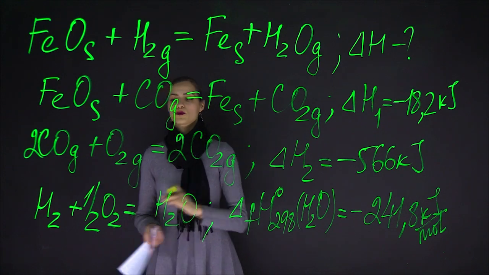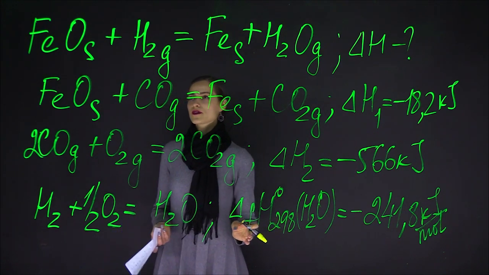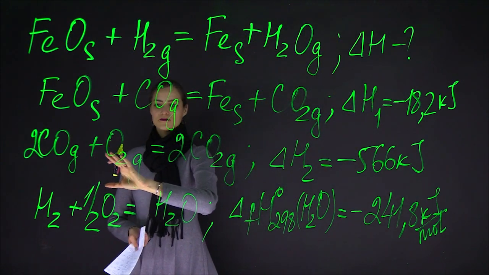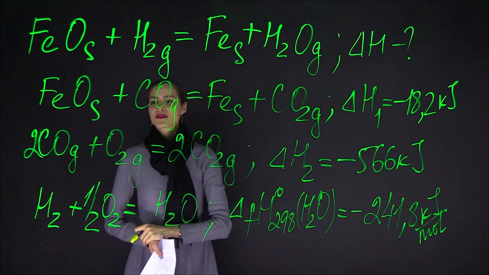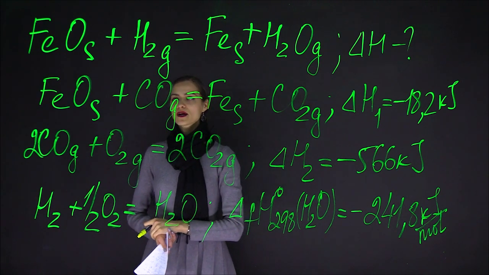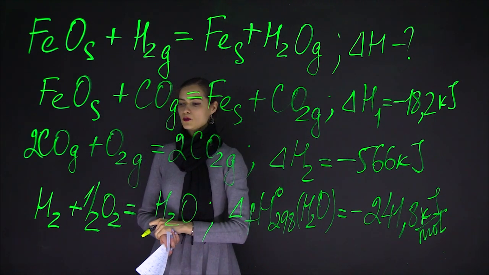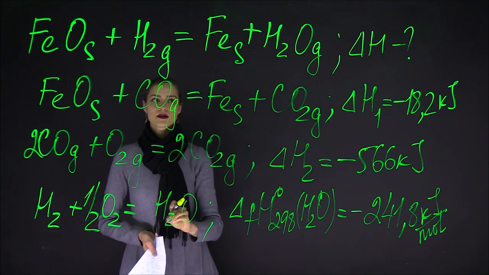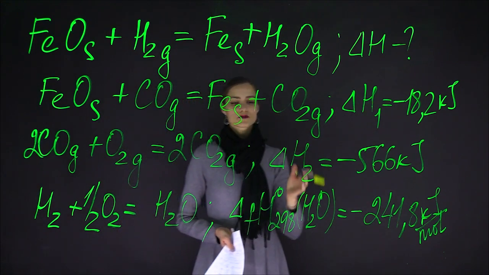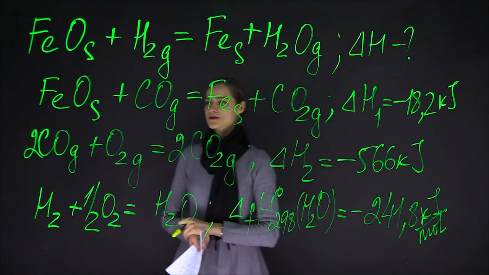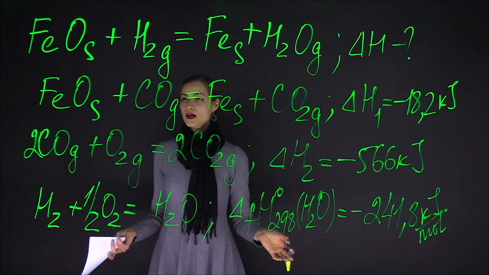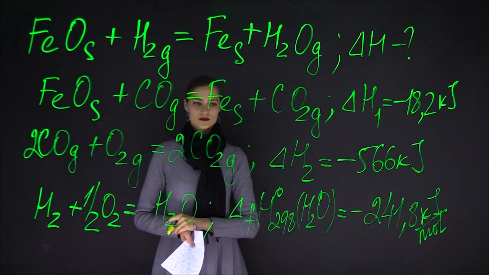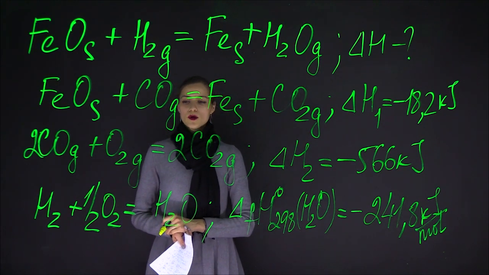And what can we do in this situation? How can we solve this problem, to calculate the heat effect of the first reaction knowing the heat effects of these three reactions? As you remember, I said that for a thermochemical equation, we can use different mathematical operations. So we can sum these reactions, subtract them, multiply or divide by any numbers. So here we can use Hess's law and different mathematical operations. What can we do?